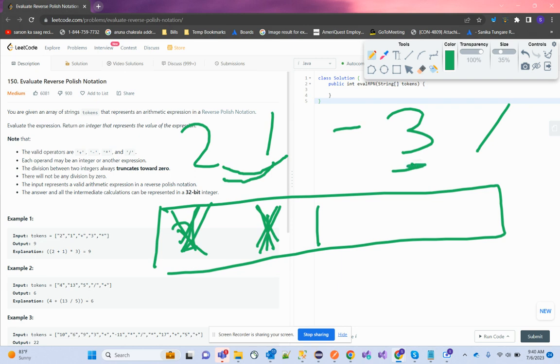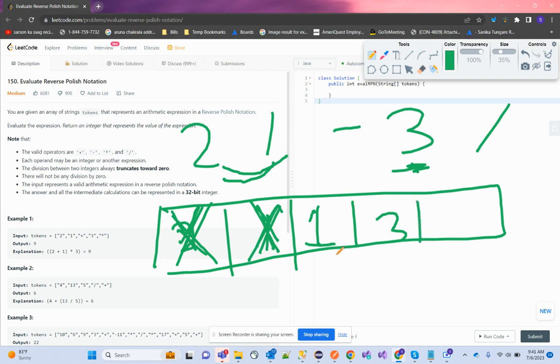And when the 3 comes, we are again adding 3. We're going to pop this. Okay, I just don't want to get you confused. So 2 added, 1 added. When there is a minus, I subtracted 2 minus 1, that is 1. I added 3. Now there is a division.